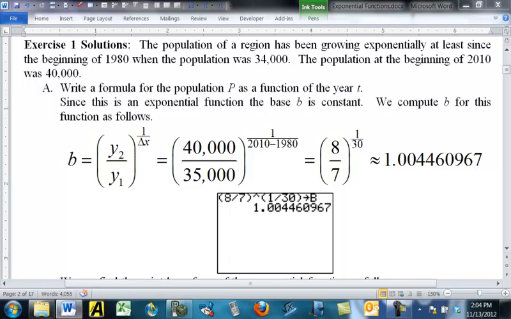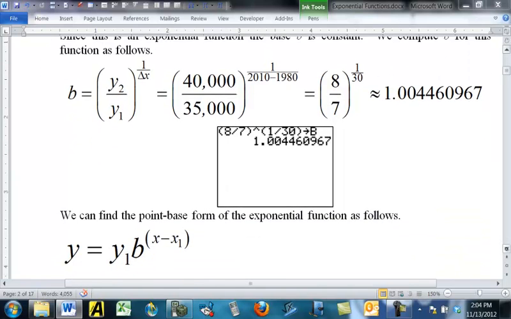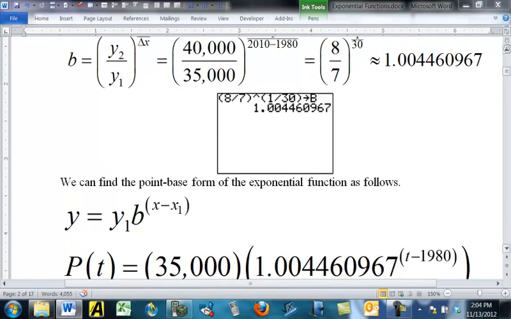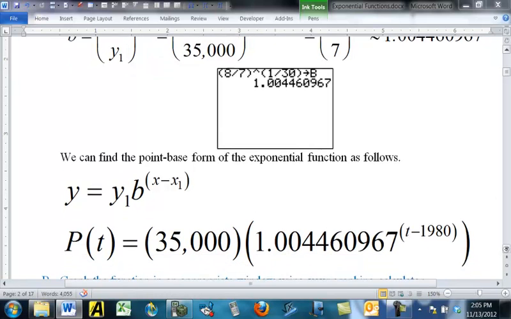So this avoids me having to type in again 8/7 to the power 1 over 30th or typing in all these digits. Later on, I'm just going to use B because it's stored as the right thing. So there's our base B, approximately at least. As long as we keep all the digits in our calculator, we're going to be fine. We don't want to, for example, just round this off to 1 or 1.004 when we're doing further calculations.